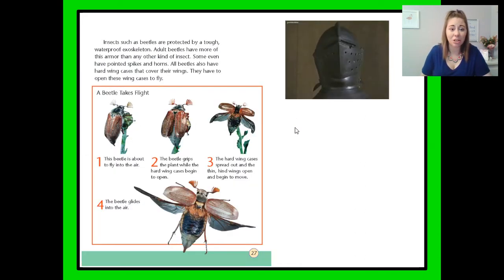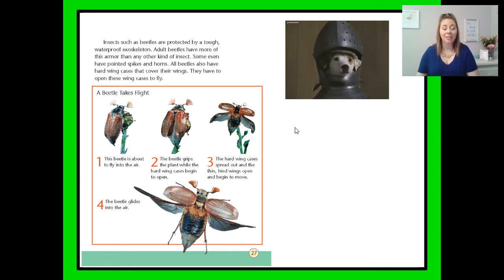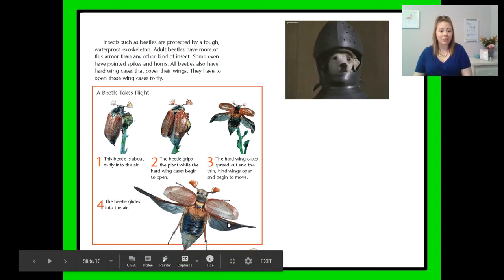Insects such as beetles are protected by a tough, waterproof exoskeleton. Adult beetles have more of this armor than any kind of insect. Some even have pointed spikes and horns. All beetles have hard wing cases that cover their wings. They have to open these wing cases to fly. So remember, armor is that outer covering that really protects them. Then we have a little diagram here.